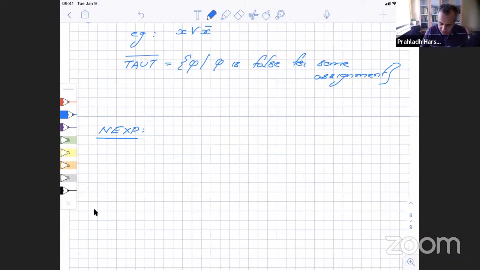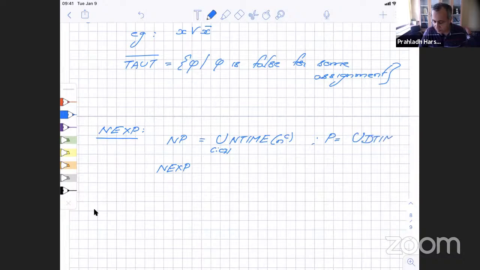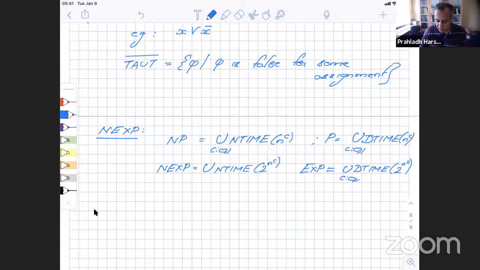NEXP is just like NP was. The definition of NP is NTIME(n^c), the union over c greater than or equal to 1. NEXP is just that. And we saw that P was DTIME(n^c). We also defined EXP over here, which is DTIME(2^(n^c)) for all c greater than or equal to 1. You can certainly define the corresponding notion over here, which is NEXP, which is NTIME(2^(n^c)). It's a natural definition.